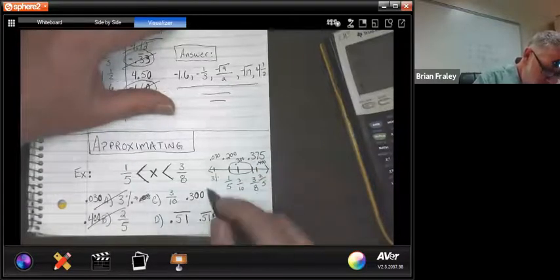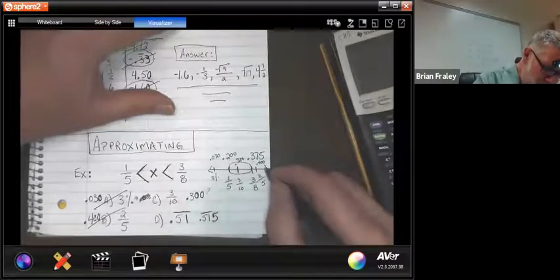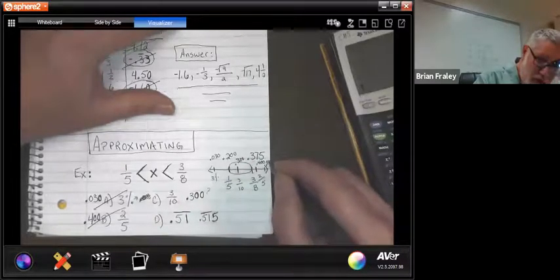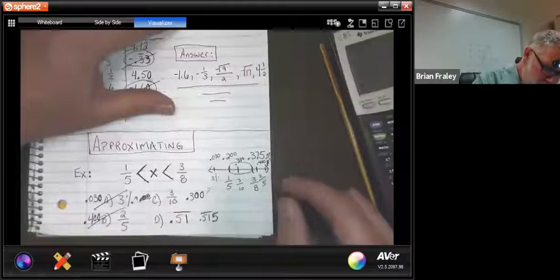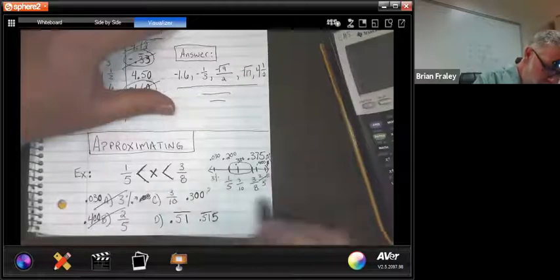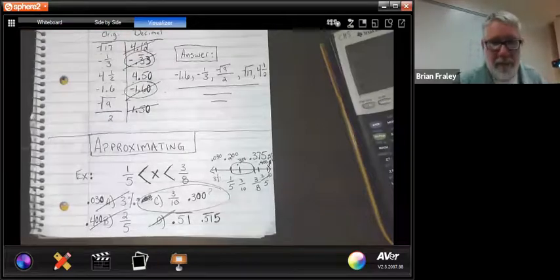Let's see. We think it's this one. 515. Well, no, it's definitely not that. 515 is way over here. Ugh, I can't even write it. I'm running out of room. It's way over here. And so it's not 0.51. So the correct answer is C.